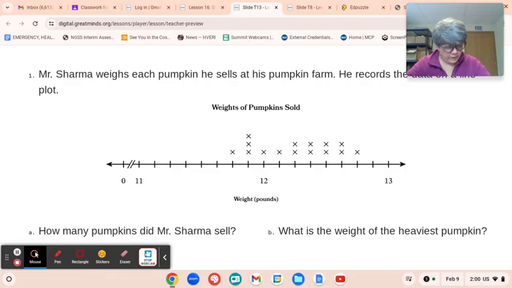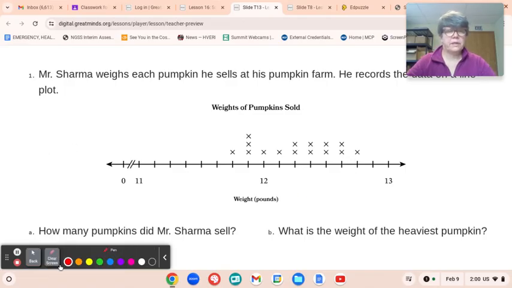And then letter B, what is the weight of the heaviest pumpkin? The heaviest pumpkin is going to be way over here. And we have to count by eighths. So 12 and 1, 2, 3, 4, 5, 6. So our heaviest pumpkin is going to be 12 and 6/8. What are we weighing in? We're weighing in pounds, right? Do you know how to abbreviate pounds? Hopefully you do. LB. Yeah, that's a long story about how LB get to mean pounds, but it does. And 12 and 6/8 pounds.